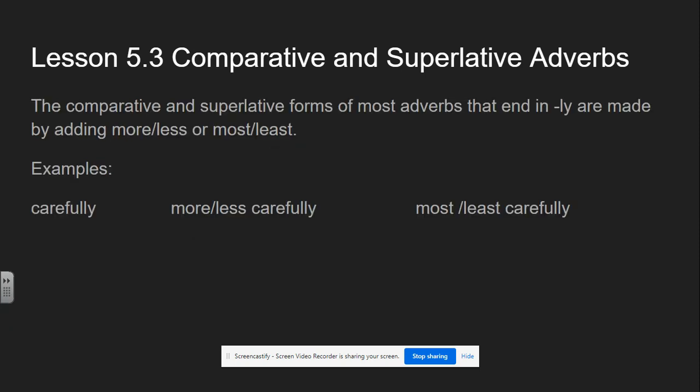Now, here's some more information about comparative and superlative adverbs. The comparative and superlative forms of most adverbs that end in ly are made by adding more or less or most or least. For example, carefully is the positive form, but in the comparative form, I would say more carefully or less carefully. In the superlative form, I would say most carefully or least carefully. The next slides are some examples, but before we go on, please make sure to stop the video and write this information in your notebook.